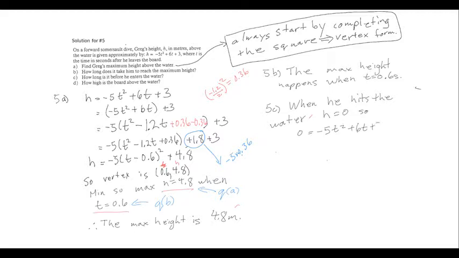So we try to do difficult factoring on this, and it doesn't work. So we can't use difficult factoring or simple, so we're going to have to use the quadratic formula. And we have a is -5, b is 6, and c is 3. So I like to calculate the discriminant first.